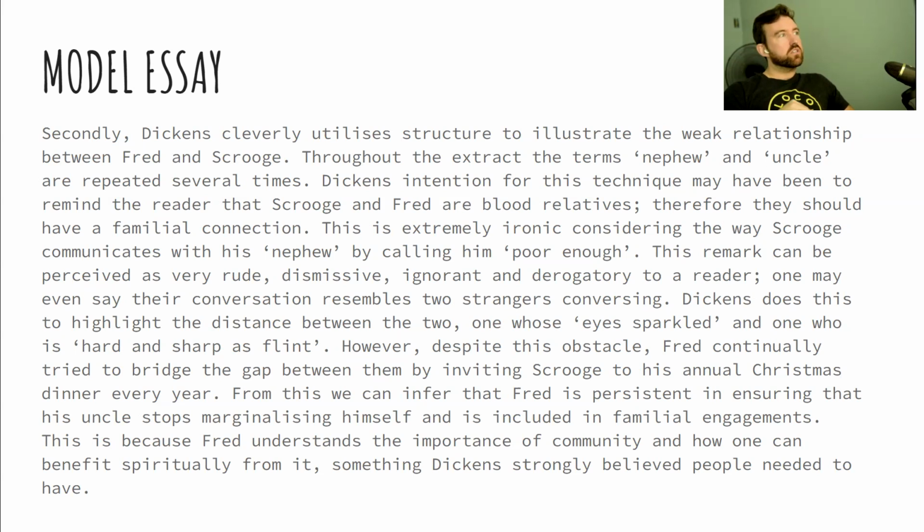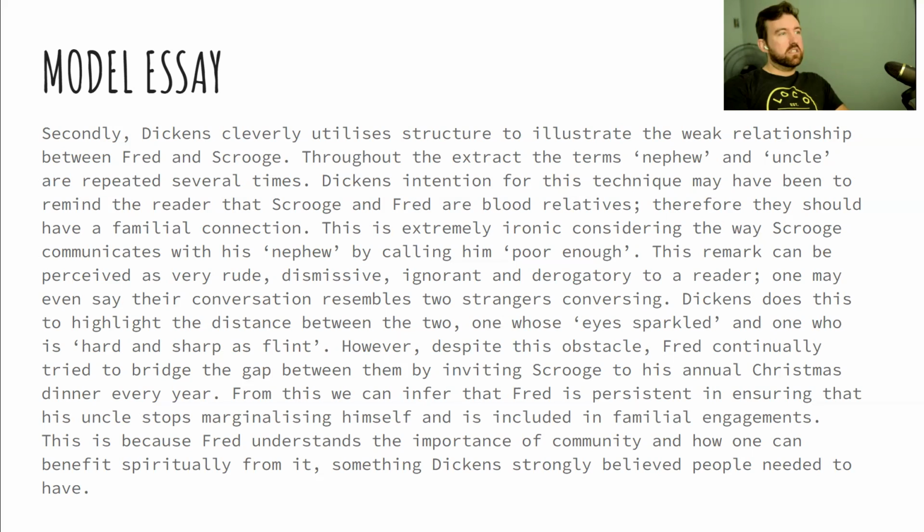Okay, so the weak relationship between Fred and Scrooge as a point at the start is not brilliant because it's more about how Fred is presented or what he brings. So if you talk about the weak relationship because Fred represents something better than Scrooge, that might be a bit better. Or Fred's resilience, the fact that he is treated terribly by his uncle and yet he still offers him dinner every single year at Christmas.